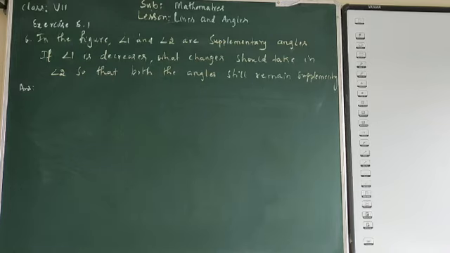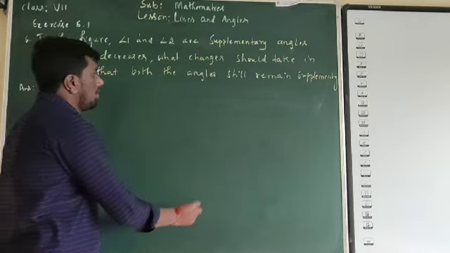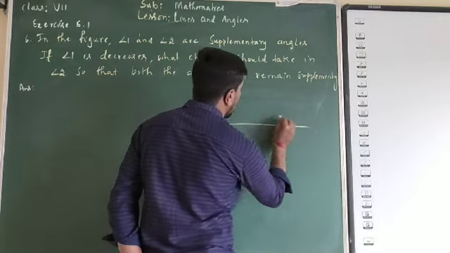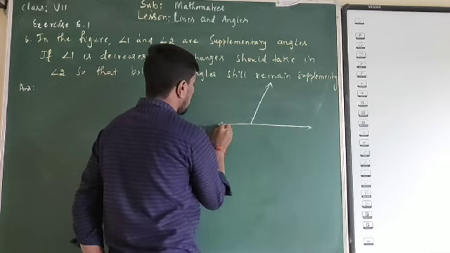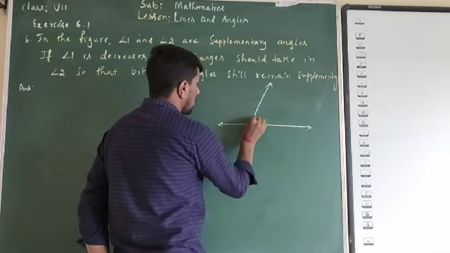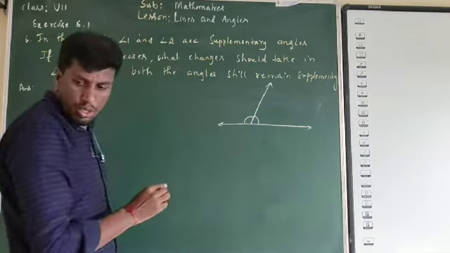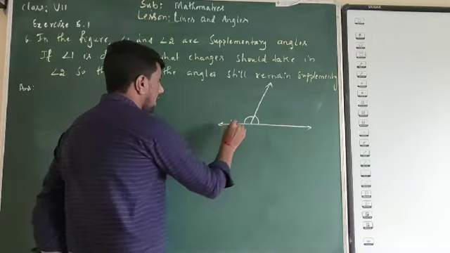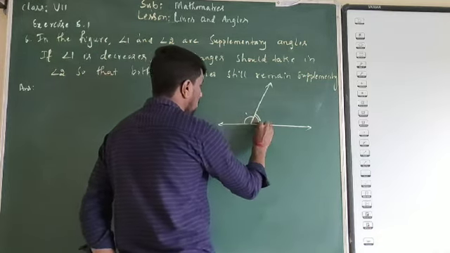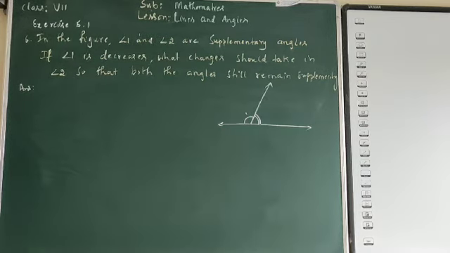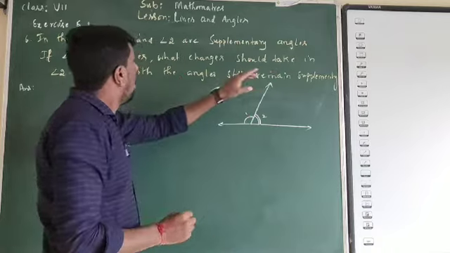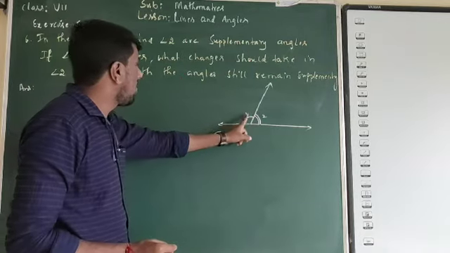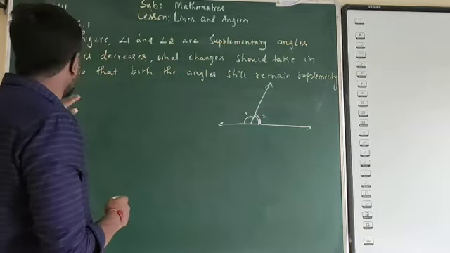The next question is: in the figure, angle 1 and angle 2 are supplementary angles. This is the figure we have been given. This is angle 1 and this is angle 2. In the figure, angle 1 and angle 2 are supplementary angles.